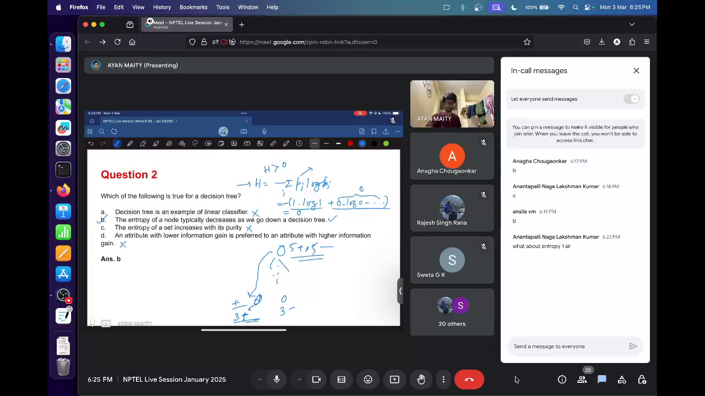And what about option D, sir? Option D. Yes. Option D is that at any node we want to find the attribute which has the highest information gain. So it's not that we prefer an attribute with lower information gain. Okay, sir. Okay.